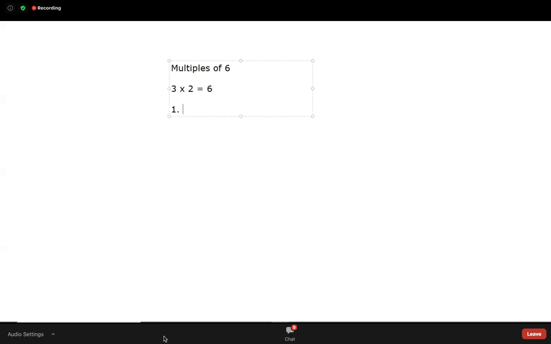So the first check will be the check on 2's, which is check that the answer is even, right? Now the second check we do is the check for multiples of 3. So for multiples of 3, it was to check that the digits of the answer add up to a multiple of 3. So what we're going to do for 6's is we're going to try both of those checks.